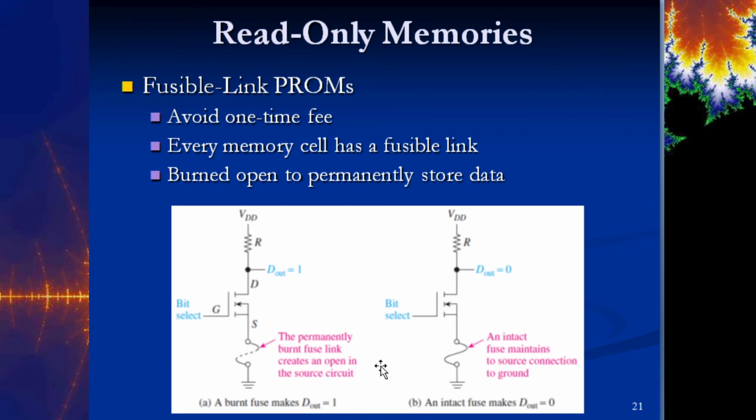So whether you're storing a high or a low, if you're going to store a high, you burn out the fusible link and you leave the other ones alone. That'll give you permanent ones and zeros in this programmable read-only memory. Again, these are very specific situations where the contents of the memory location are not going to change over time, and you are not going to need them to change over time.